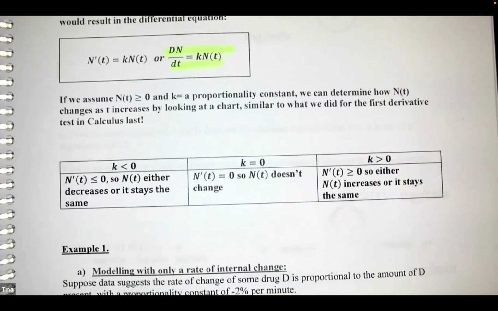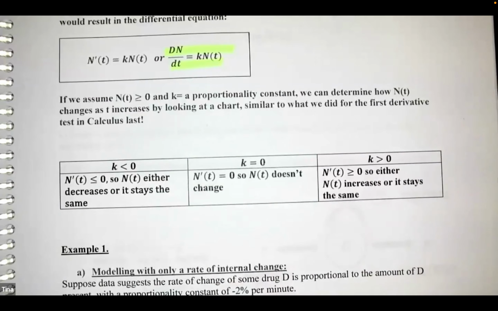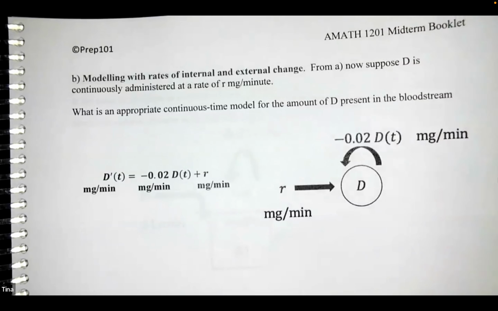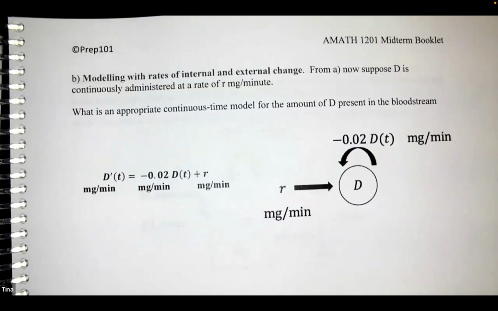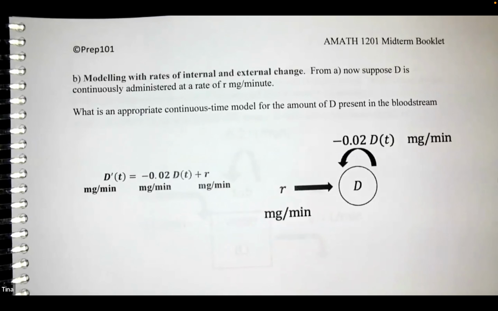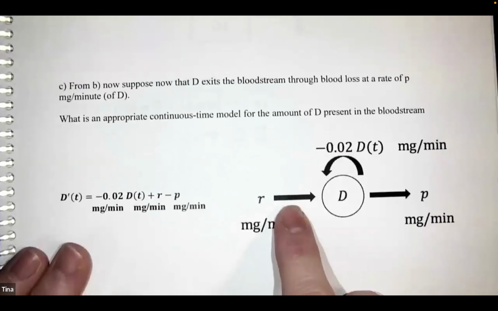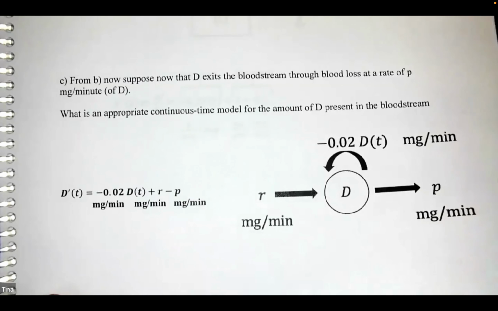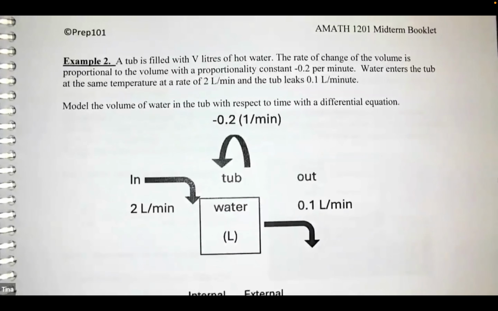So, modeling with only an internal rate of change. You did these kinds of questions in class, so I'm going to have you just read through these, and I've given you the diagram for each one. I think they're pretty straightforward. If something's going in, then that's plus R, and if something's going out, like in this one, if you're going in at R milligrams per minute, out at P, then you're going to have a plus R and a minus P, for example. So read through those and ask me tomorrow if you have questions.